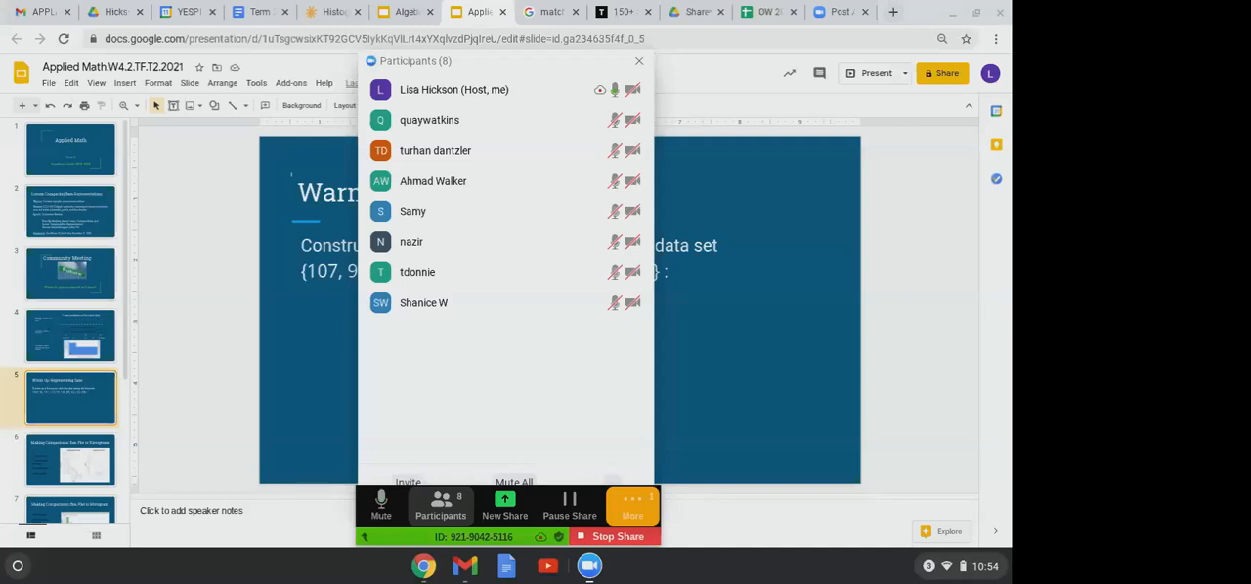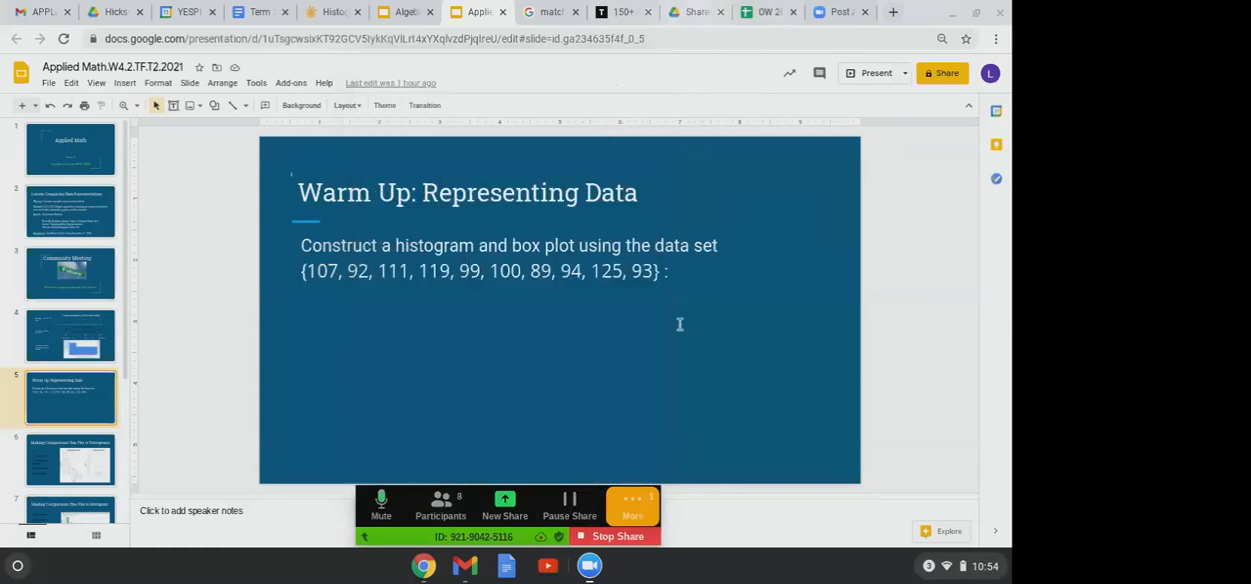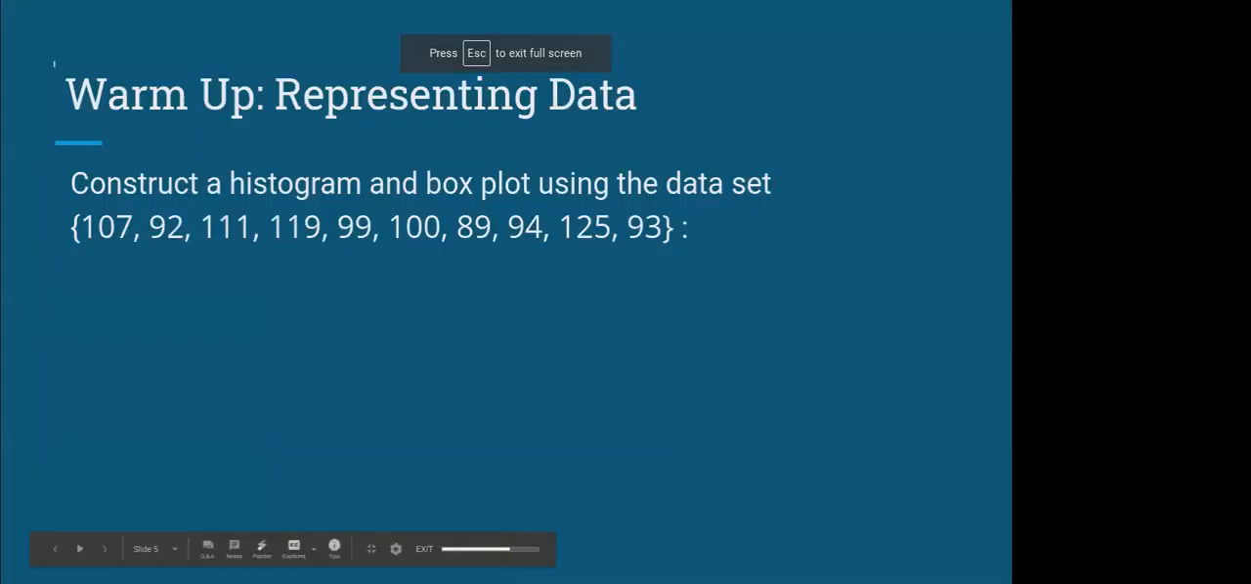Good morning. How you doing? Oh, hey, Shanice. We are creating a histogram and a dot plot from this data set, and we are going to go over it in about 4 minutes.